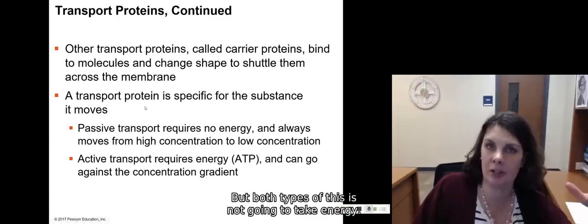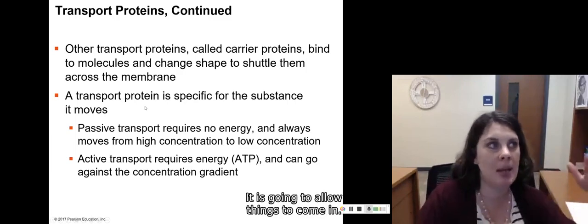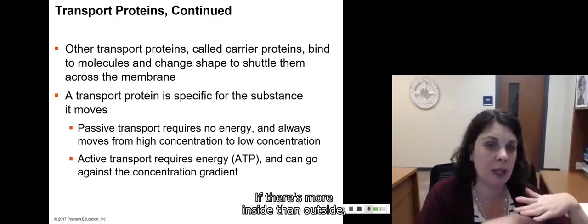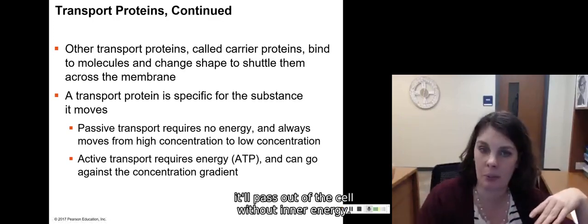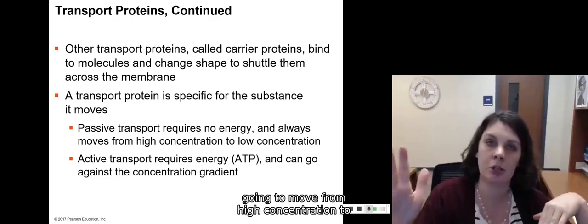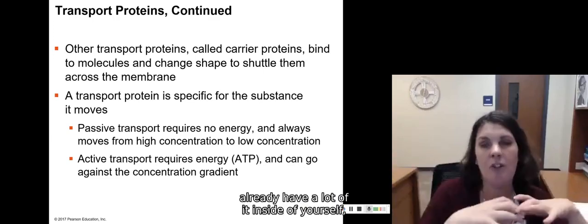But both types of this are not going to take energy. It is going to allow things to come in. If there is more outside than inside, it will pass through. If there's more inside than outside, it'll pass out of the cell without any energy. It always is only going to move from high concentration to low concentration.